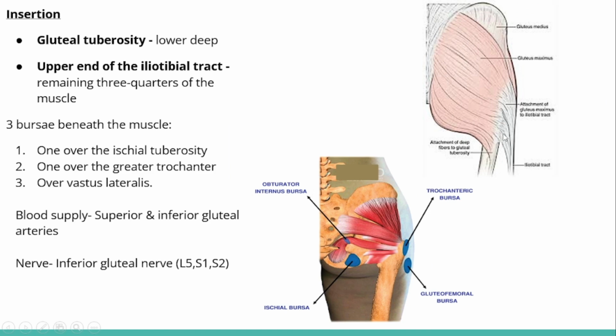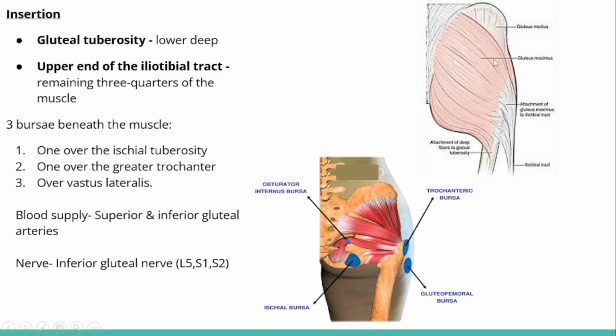The deeper fibers in the inferior aspect insert into the gluteal tuberosity of the femur. Then all other fibers insert into the iliotibial tract. There are three bursae located beneath the muscle: one over the ischial tuberosity, one over the greater trochanter, and one over the vastus lateralis.